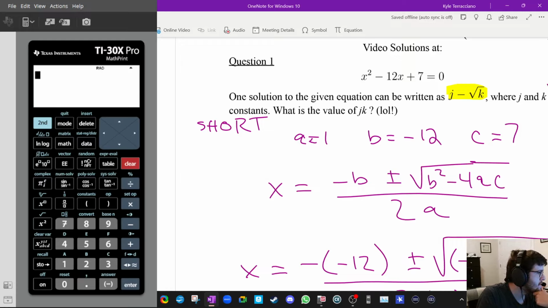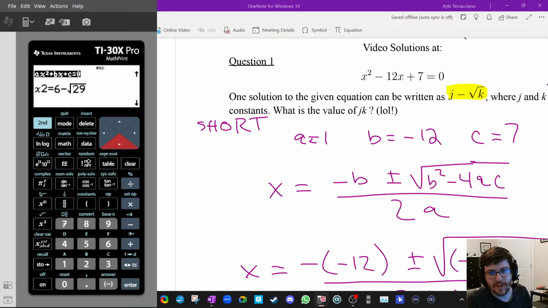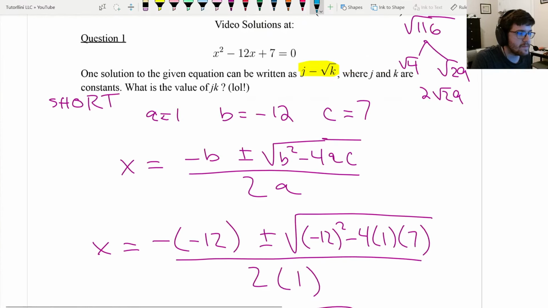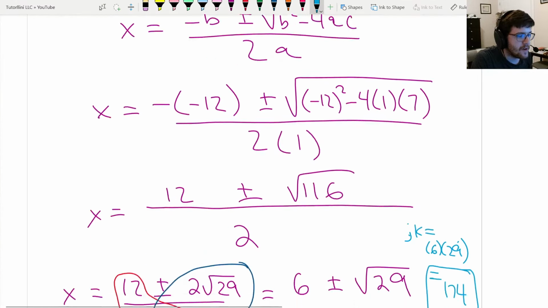So I'm going to go to PolySolve: 1, -12, and 7. And you see the two answers are 6 plus root 29 and 6 minus root 29. That would have saved me a ton of time, so I highly recommend you bring a scientific calculator with you, and you learn how to use it for the couple things that it will be helpful on the test. Great. Okay, let's come back over here and move on to the next question.